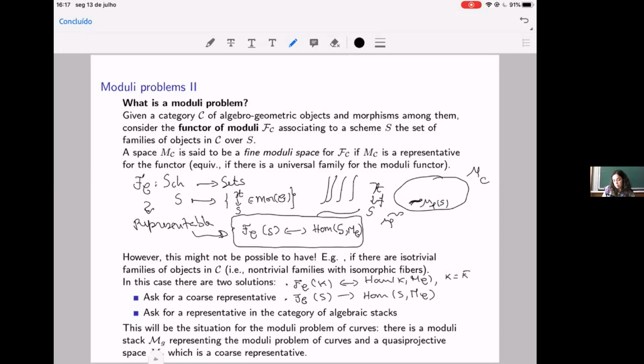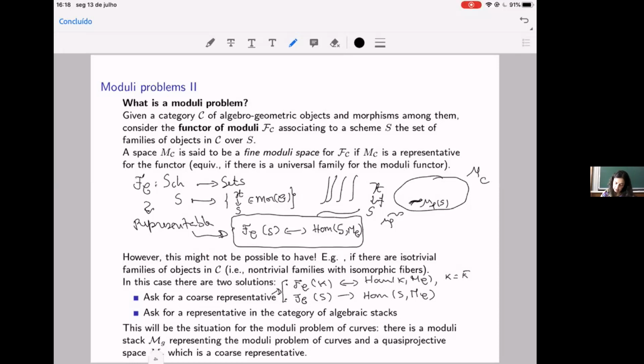So an object, a family over S, would give rise to a morphism onto the moduli space, but two families could give rise to the same morphism. So this is one possibility. So this would be the coarse representative.